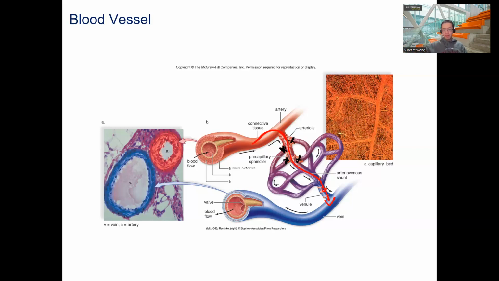Thickness? Yep, definitely. The artery is thicker, right? The size. That's right. So not only is it thicker, but it also has a smaller lumen. Lumen is the inside. So generally speaking, arteries are thicker but smaller, while veins have thinner walls and are bigger. And I will explain why that is the case later on.